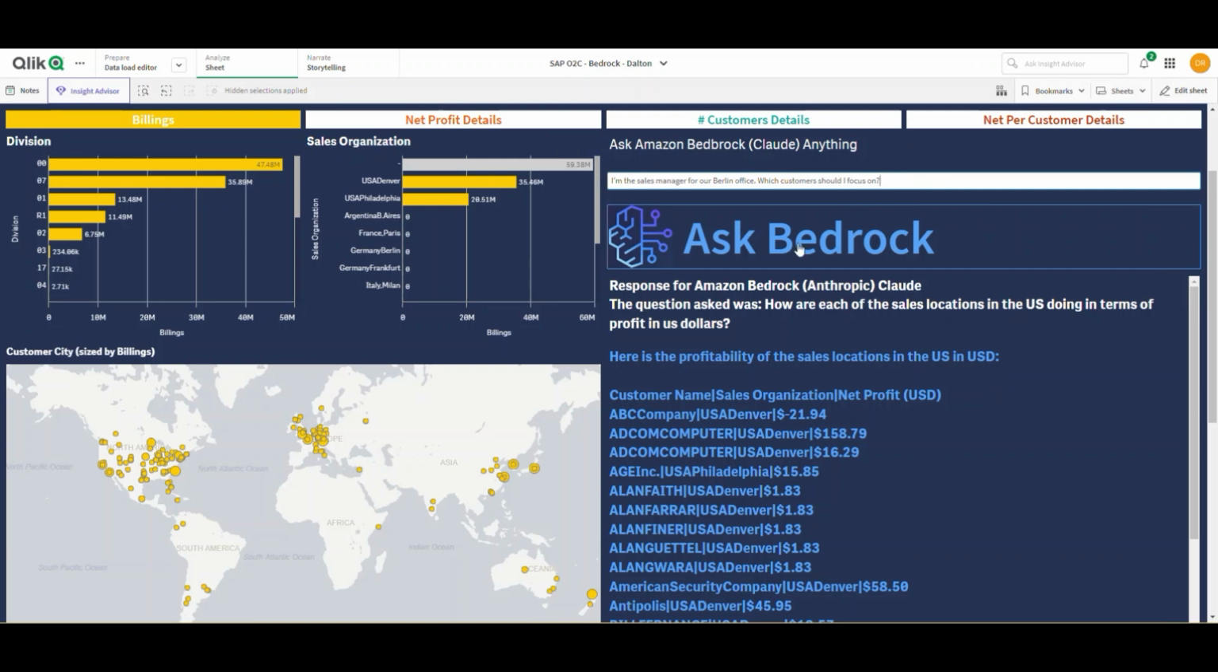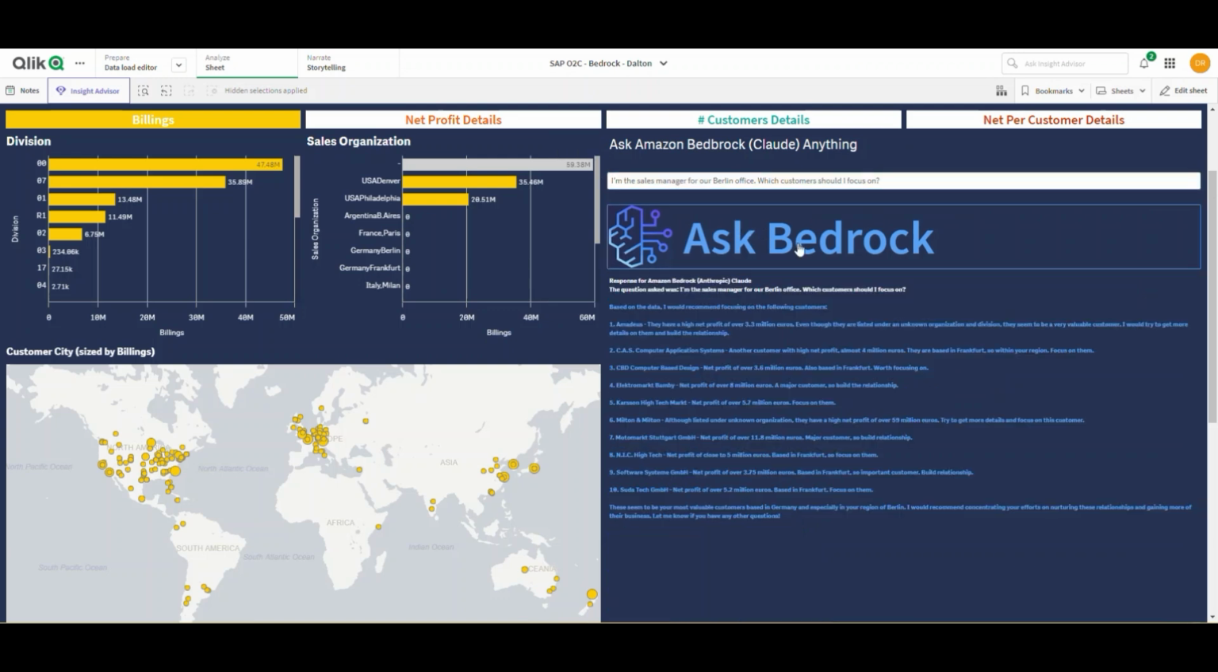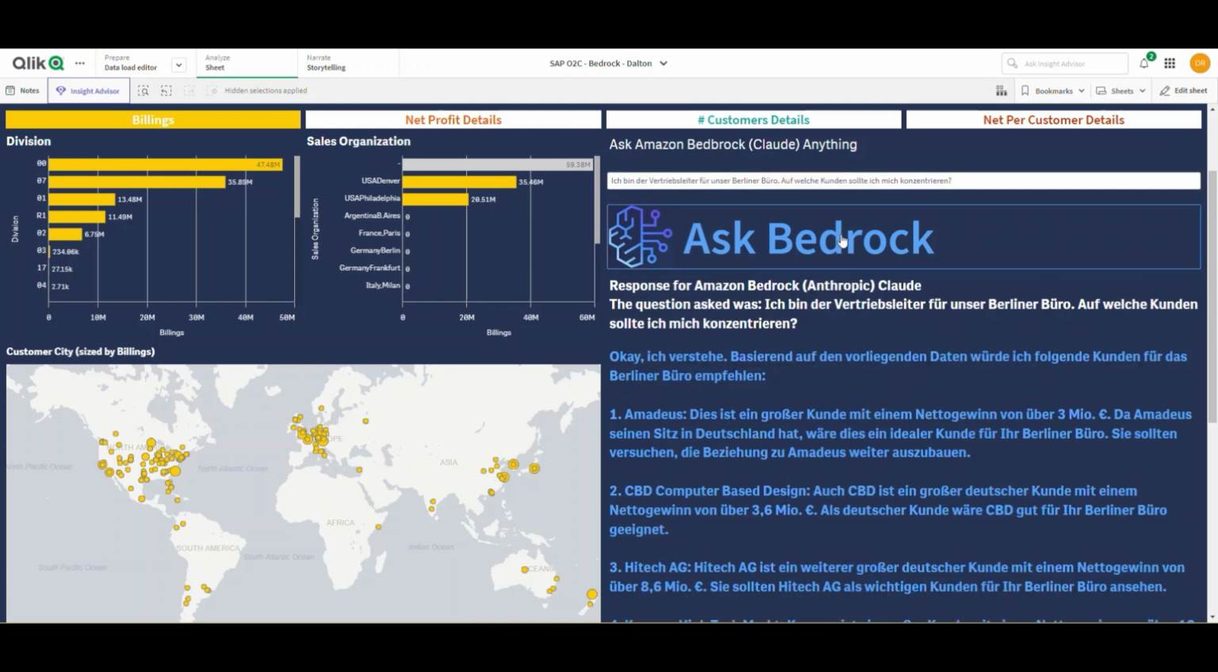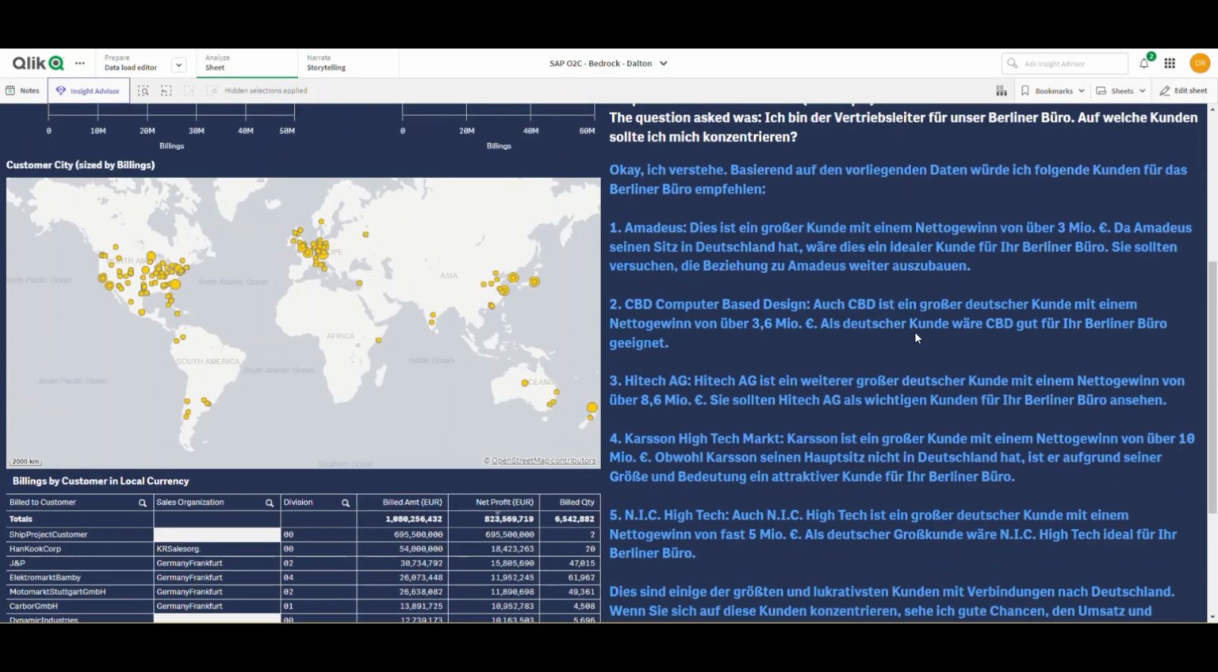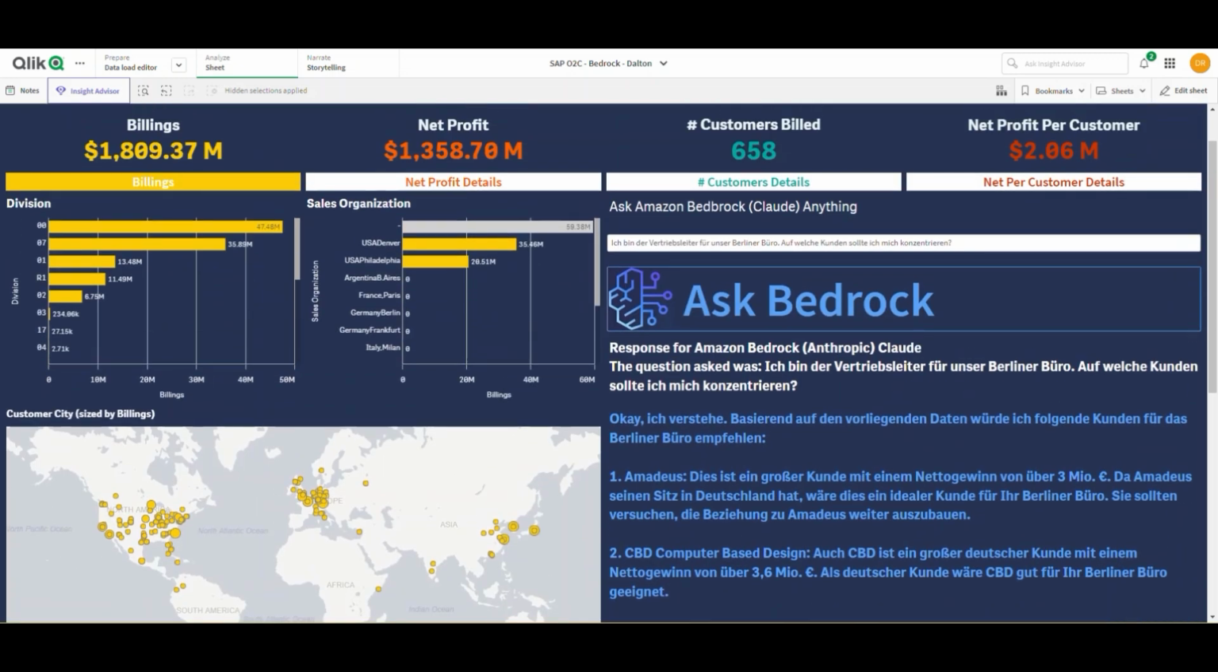If I were a sales manager in one location, say our Berlin office, I might simply ask, which customers should I specifically focus on? As cool as that is, let's not kid ourselves. If I was actually the sales manager in our Berlin office, I would probably speak German, so I would need to ask the question in German and expect that Bedrock would return the results to me in German.